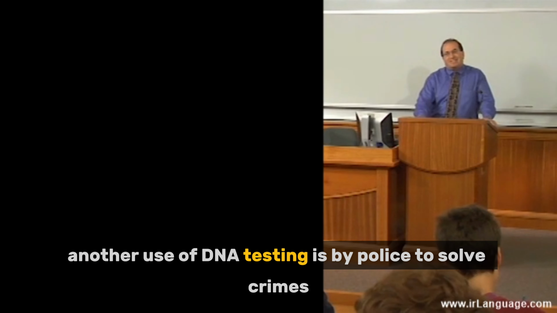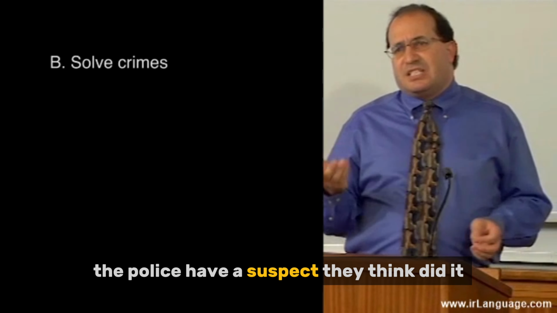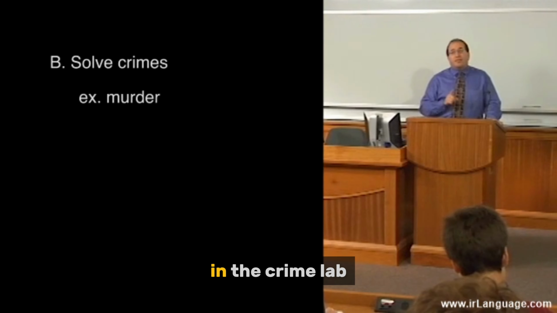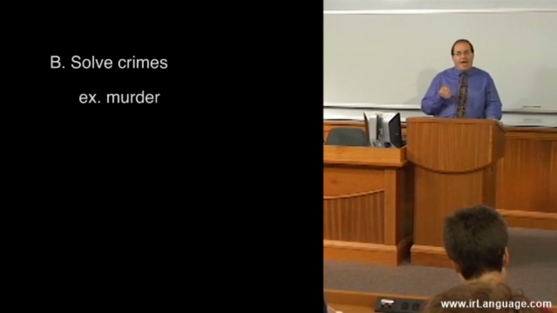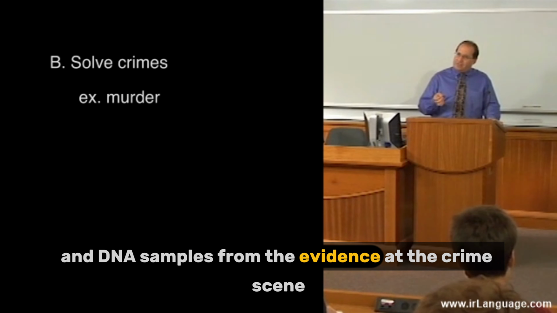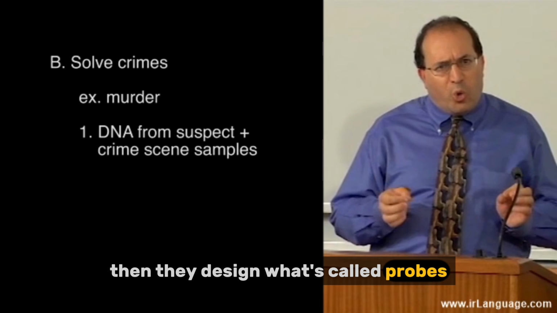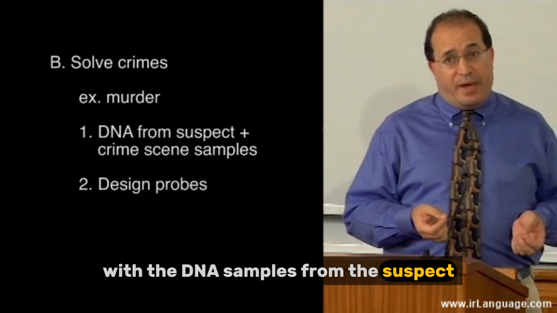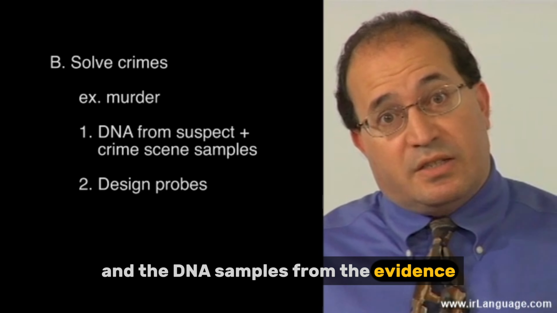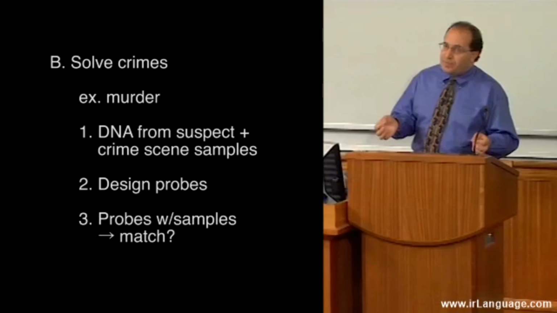Another use of DNA testing is by police to solve crimes. For example, say there's a murder. The police have a suspect they think did it. In the crime lab, scientists use DNA samples from the suspect and DNA samples from the evidence at the crime scene. Then, they design what's called probes. When the probes are put in with the DNA samples from the suspect and the DNA samples from the evidence, the probes show if the 2 sets of samples match.